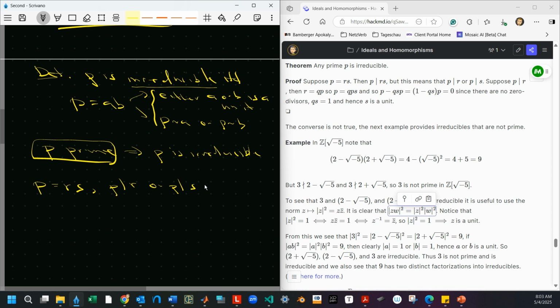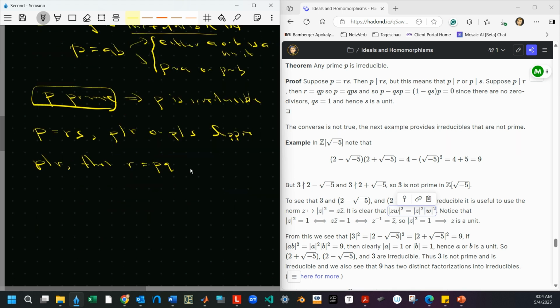Let's see. And what I do here is I say suppose that P divides R. Then what does that tell me? Well, it tells me that R is equal to P times something, Q. I'll just call it Q, right? Because that's what it means for P to divide R, right? Remember, we're just in some integral domain here, right?